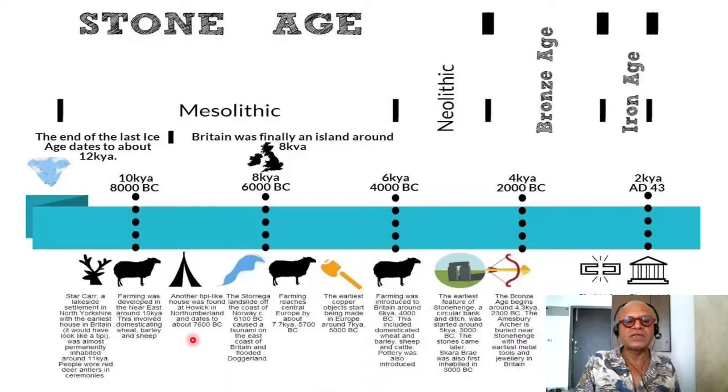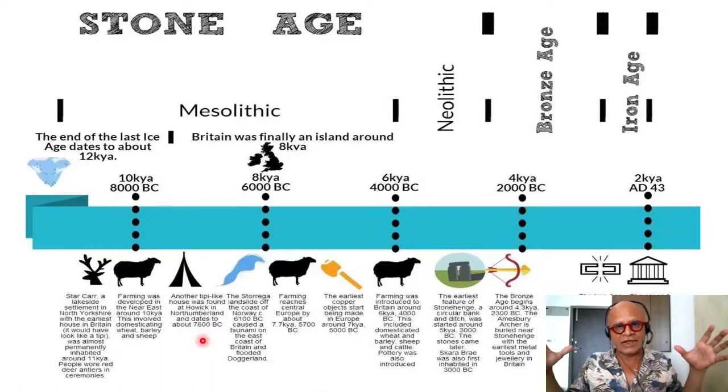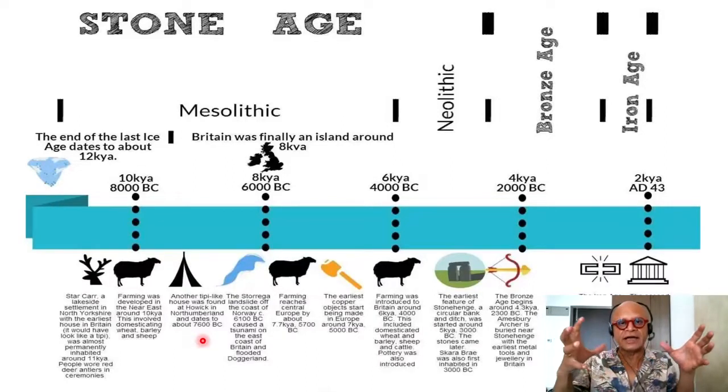Another teepee-like house was found at Howick in Northumberland and dates to about 7600 BC, which would point to settled livelihoods, agriculture becoming settlements, which led to changes in the way families were working together and not moving so much. Fertility would have gone up, population would have begun to increase, children would have had more time with the parents and with each other, so learning would have happened that way as well.